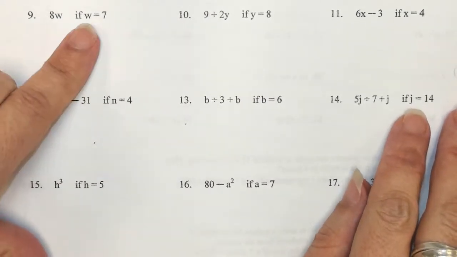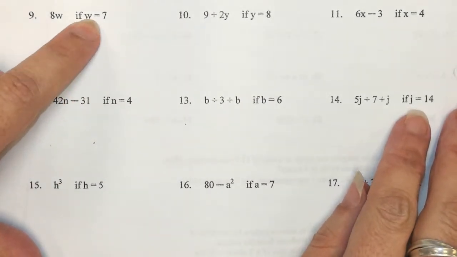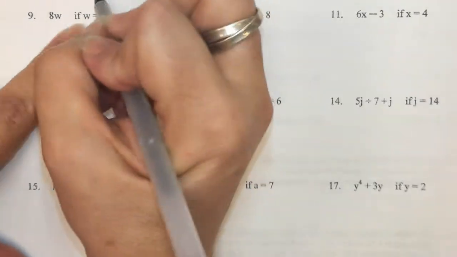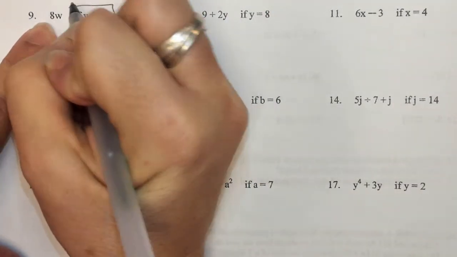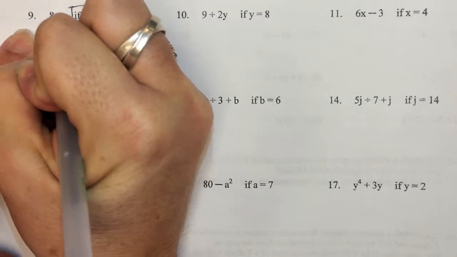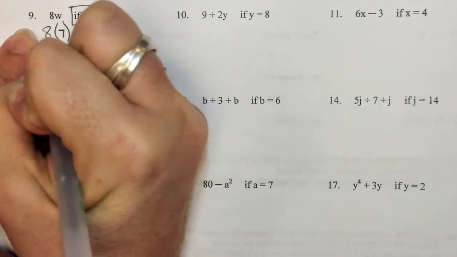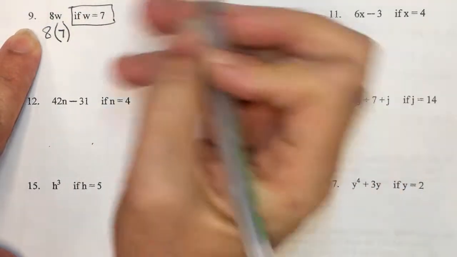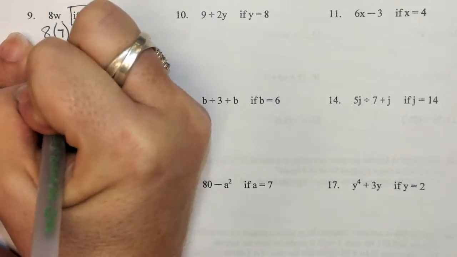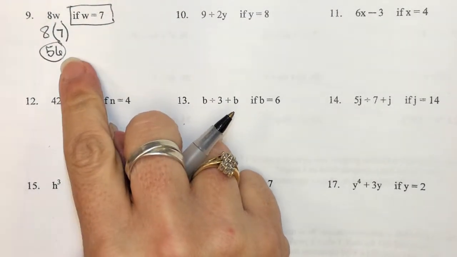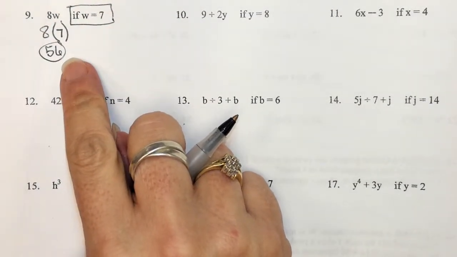Number 9. Let's look at that one. 8W if W equals 7. Okay? So, it literally means 8 parentheses 7, 8 times 7, which is 56. Yes. So that is kind of the ending to our one-step problems.